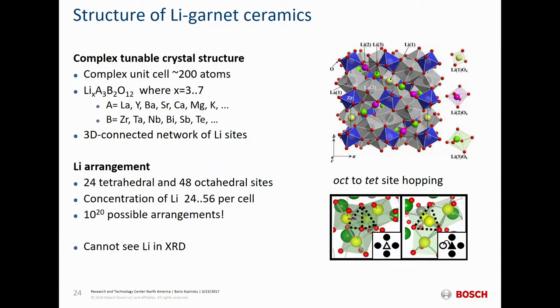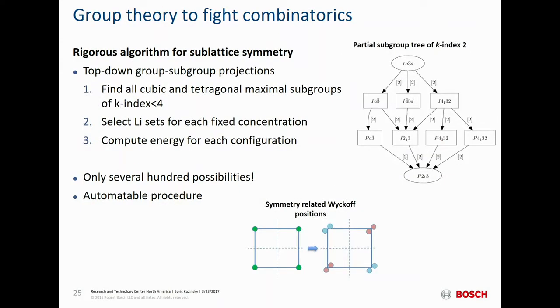And for that, we use group theory techniques to basically classify all the subgroups of the prototypical garnet, find all the subgroups that can accommodate a regular lattice of lithium at a particular concentration. So we go group by group, projecting downwards towards lower symmetry cubic and tetragonal groups to find all possible orderings that are compact enough so that they can actually be ground states. And then we hypothesize that those orderings are not good for transport.